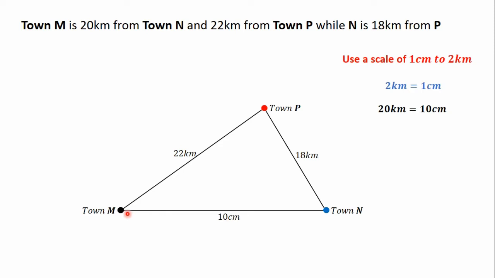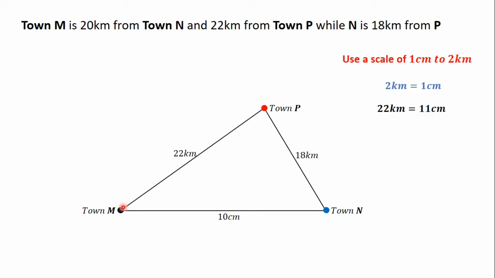Let's look at the distance between town M and town P. The distance between town M and town P is 22 kilometers. We know that the scale is 2 kilometers is equal to 1 centimeter. If 2 kilometers is equal to 1 centimeter, then 22 kilometers will be equal to 11 centimeters.